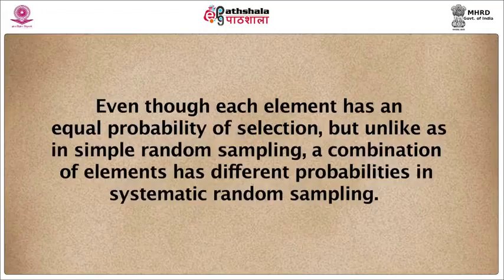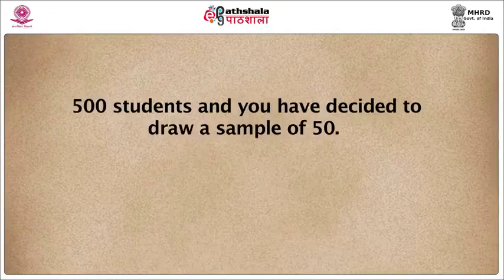Even though each element has an equal probability of selection, unlike in simple random sampling, a combination of elements has different probabilities in systematic random sampling. For example, you choose every fifth student roll number wise in your class. Or say your college has 500 students and you have decided to draw a sample of 50.